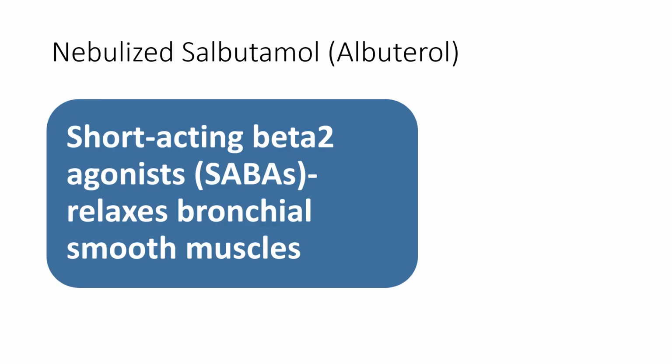What is the mechanism of action of the salbutamol? It is a short-acting beta-2 agonist, SABA. So it relaxes the bronchial smooth muscle. It is a bronchodilator, a very effective drug in asthma.